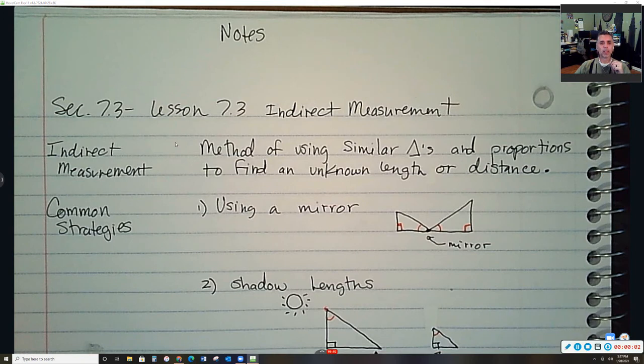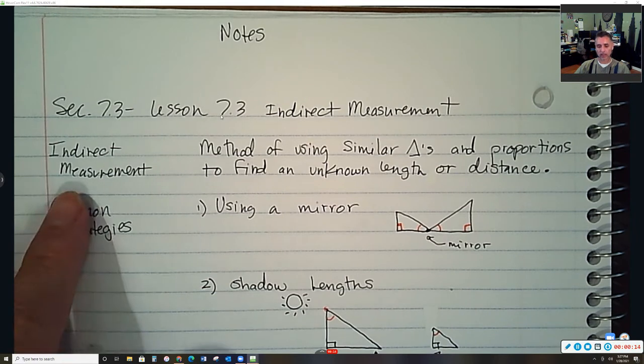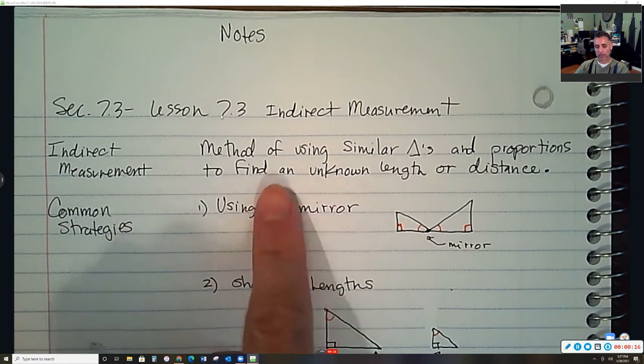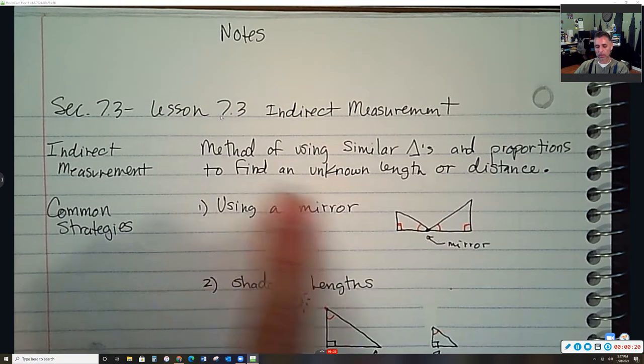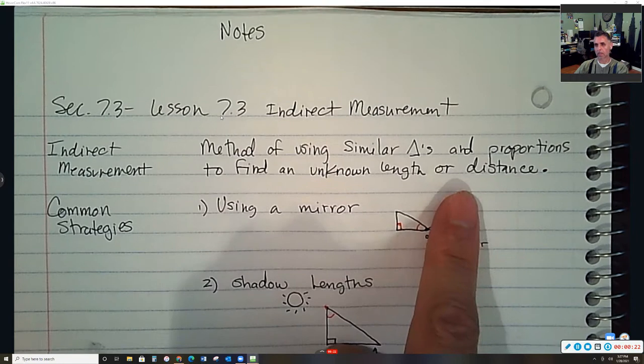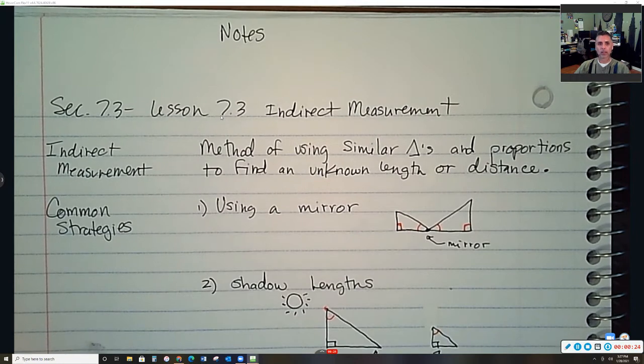Hey everyone, so the next section involves measuring different lengths or distances. It's called indirect measurement. It's section 7.3. Okay, and the definition here: it's the method of using similar triangles and proportions to find an unknown length or distance. There's not too many notes today, so I'm gonna move this.